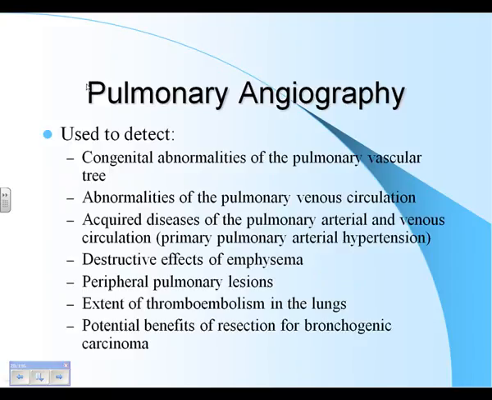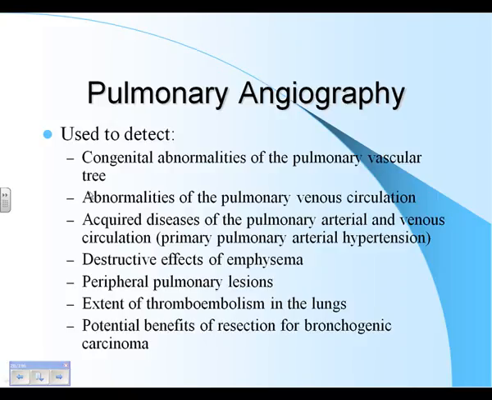All right, let's get back going so we can get finished with this information. Pulmonary angiography. This is basically like we typically think of a cardiac cath, but instead of it being a cardiac cath, the dye is going into the lungs. The pictures are being taken of the lungs. It does detect abnormalities of that pulmonary venous circulation. It helps to identify any diseases.